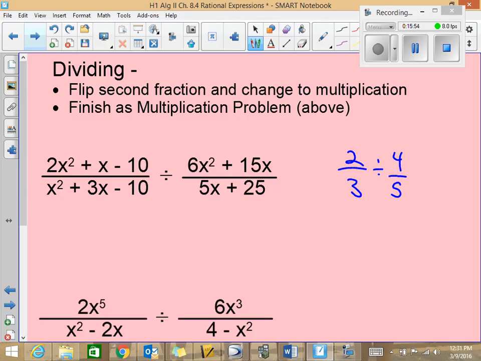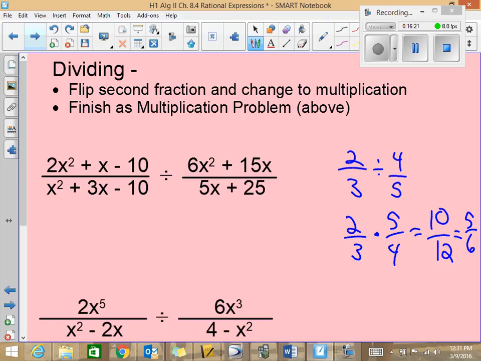Right. So, would you invert the second fraction? Okay. So, 2/3, change it to multiplication, and then 5/4. And then you multiply across. Okay? Woo! And then you can reduce. Okay, so we can take out a 2, 5/6.